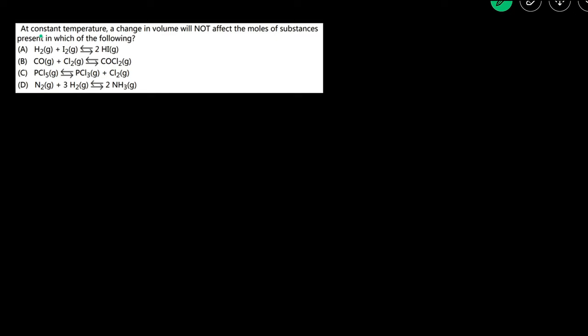This problem reads, at constant temperature, a change in volume will not affect the moles of substance present in which of the following. So this is a Le Chatelier principle question, and to do this, we need to know that if we increase the volume, the reaction is going to shift to the side with more moles of gas, and then if you decrease the volume, the reaction shifts to the side with fewer moles of gas. Well, so if a change in volume will not affect the moles of the substance present, there must be equal moles of gas on both sides. So the answer would be A.